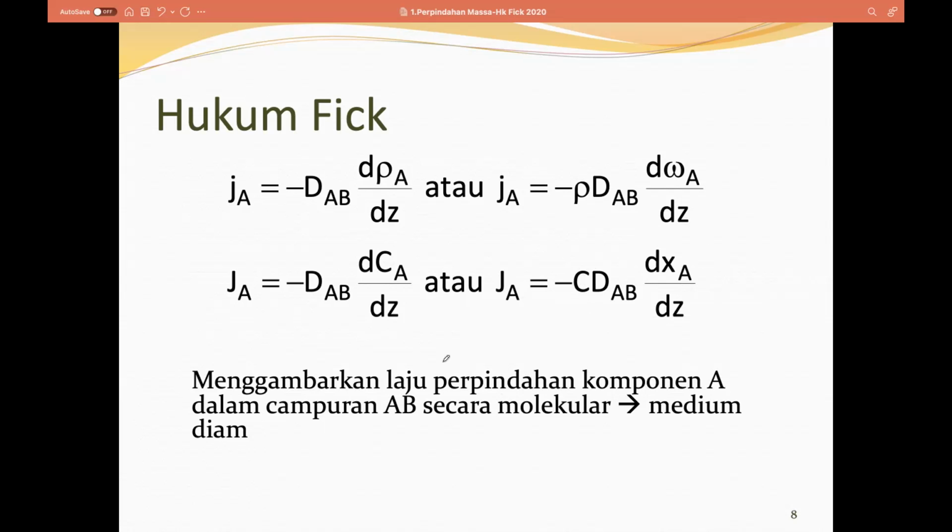So this tells you about the rate of transport of component A in the mixture of components A and B molecularly, secara molekular. In this case, we use a stationary medium, medium diam. For example, you have a room, and there is air. The air contains oxygen and nitrogen. So oxygen is component A, nitrogen is component B.